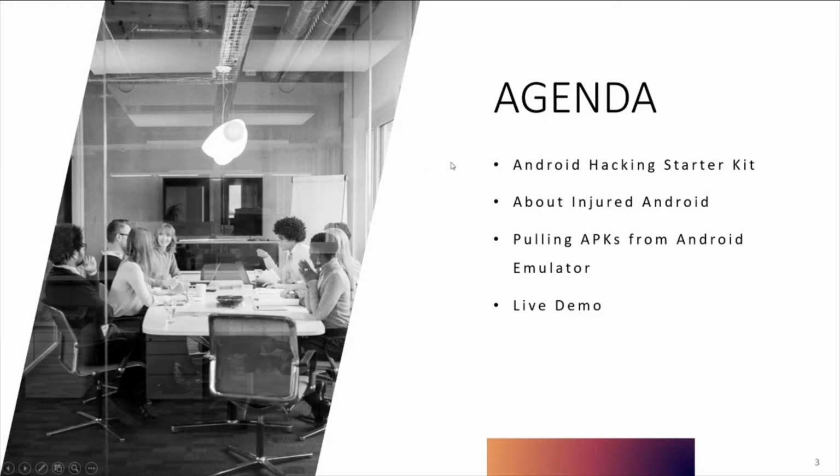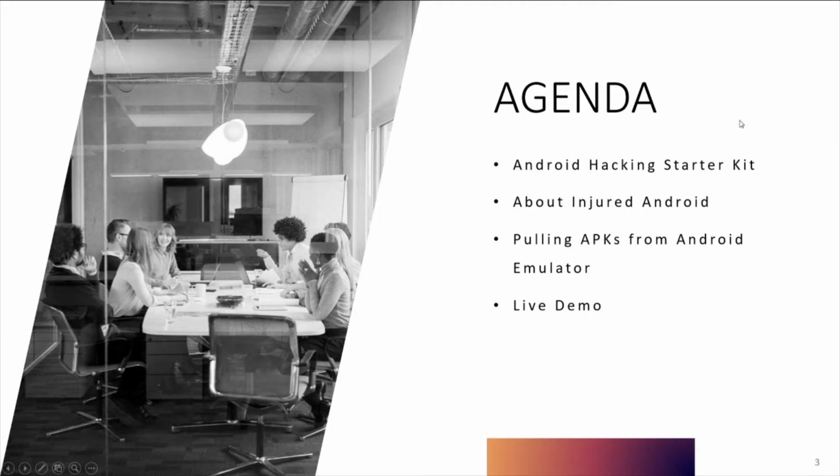So what we're going to be talking about is getting started with Android penetration testing. I'm going to show you some tools and everything that you're going to need to know to get started in Android app pen testing. Then I'll tell you a little bit about Android, how to pull APKs from an Android emulator. So, for example, if you're doing a bug bounty hunt or something like that, or you want to go out and investigate any publicly available applications out there, I'll show you exactly how to pull that APK out of the Android emulator and look at it. And finally, we'll do the live demo of Injured Android and go through a couple of the flags that are stored on there.